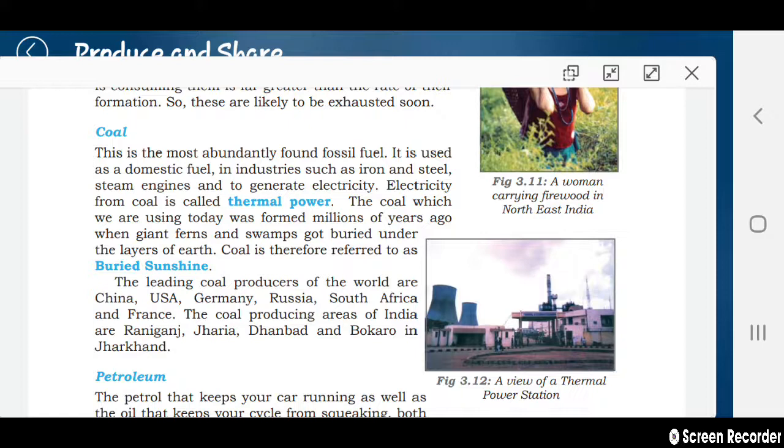The leading coal producers in the world are China, USA, Germany, Russia, South Africa, and France, and the coal producing areas in India are Raniganj, Jharia, Dhanbad, and Bokaro in Jharkhand.